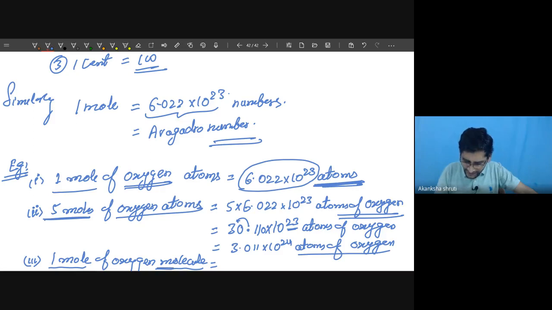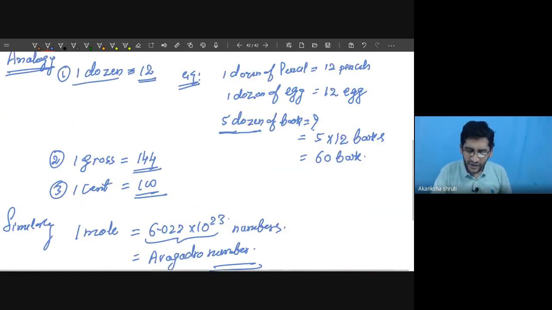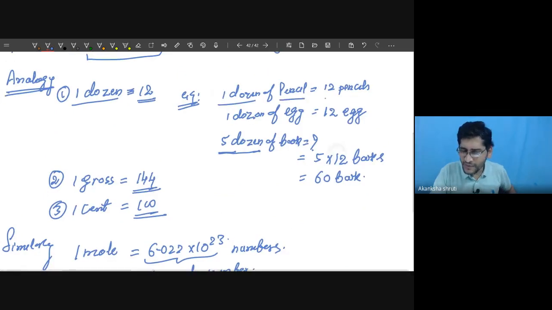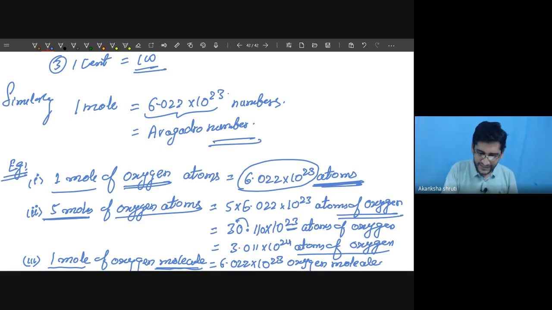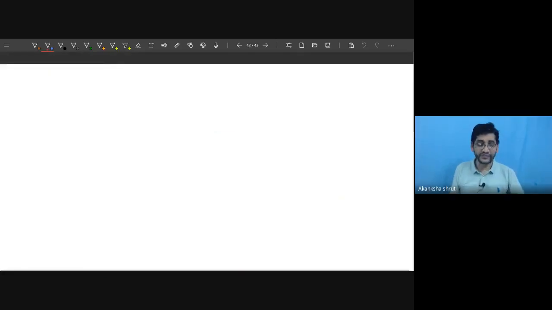So whatever is on the left hand side, the same thing we have to take on the right hand side. As we were writing here, 1 dozen of pen means 12 pen, 1 dozen of egg means 12 egg. So whatever the quantity on the left hand side, the same quantity on the right hand side we need to write. So 1 mole of oxygen molecule means it is 6.022 into 10 to the power 23 oxygen molecule. Yes, any student have any doubt? So student, let us understand this a bit more.